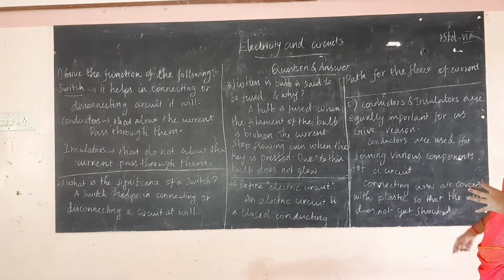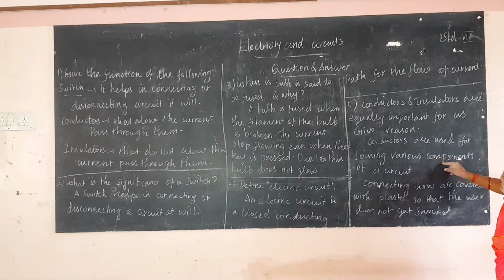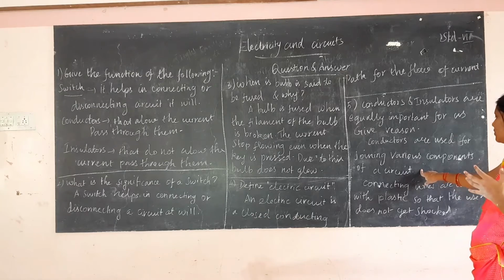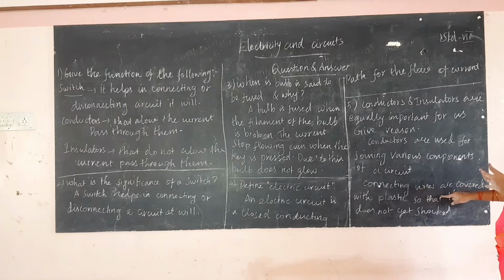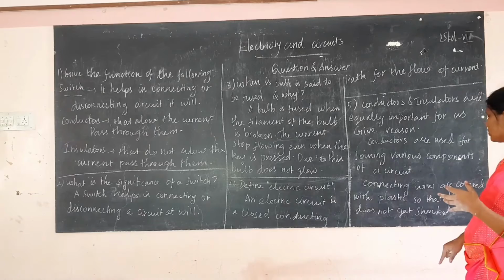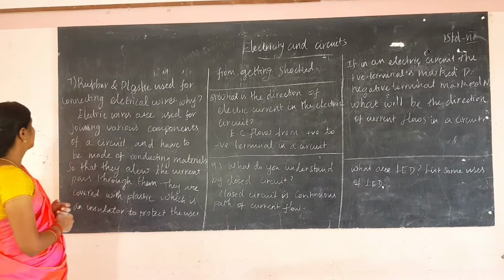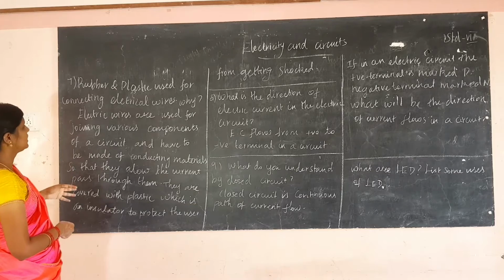Okay, conductors are used for joining various components of the circuit. Insulators do not allow the current to pass through them. Conducting wires are covered with plastic so that the user does not get shocked. எந்த shock அடிக்காது.